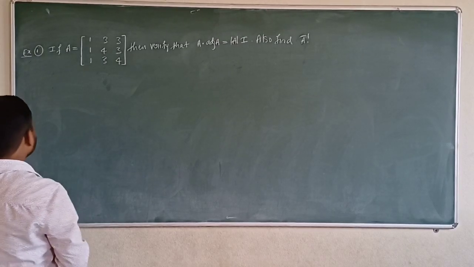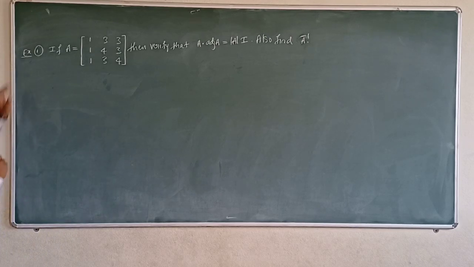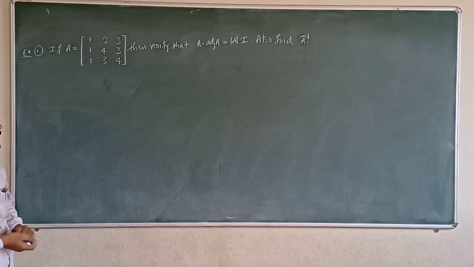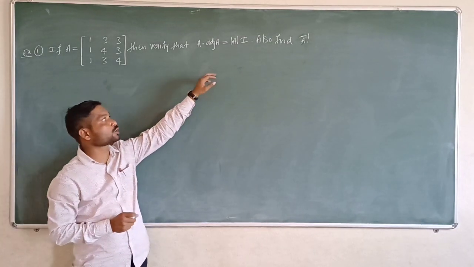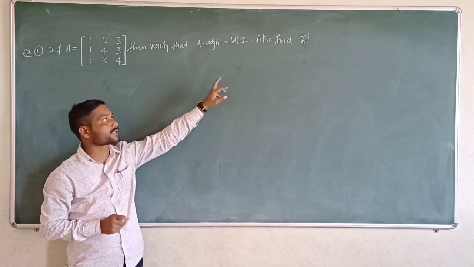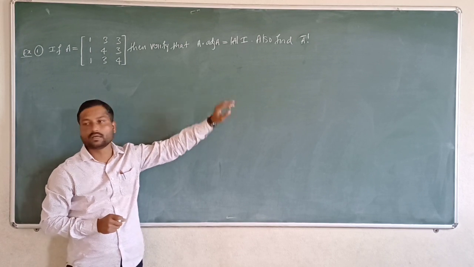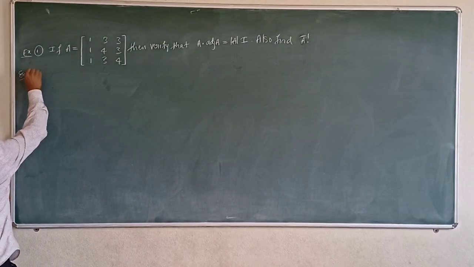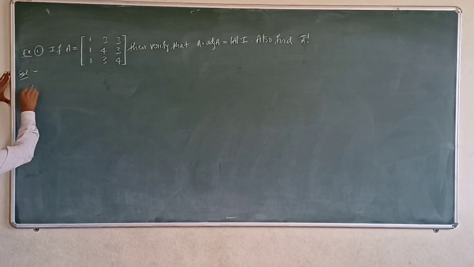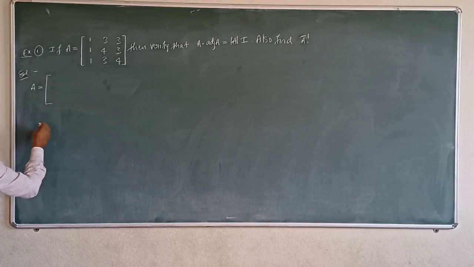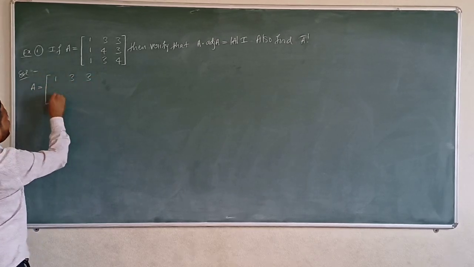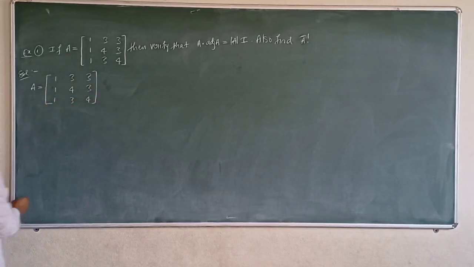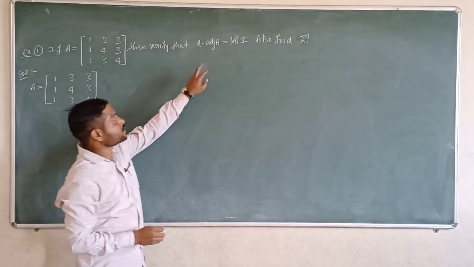Take up example number 1. If A is equal to the matrix with first row 1 3 3, second row 1 4 3, and third row 1 3 4, then verify that A into adjoint of A is equal to determinant of A into I, and also find the A inverse. Take up the solution now. What is the matrix here? Write down again. The matrix A is equal to 1 3 3 first row, 1 4 3 second row, 1 3 4 the third row now. Okay, what is the LHS here?